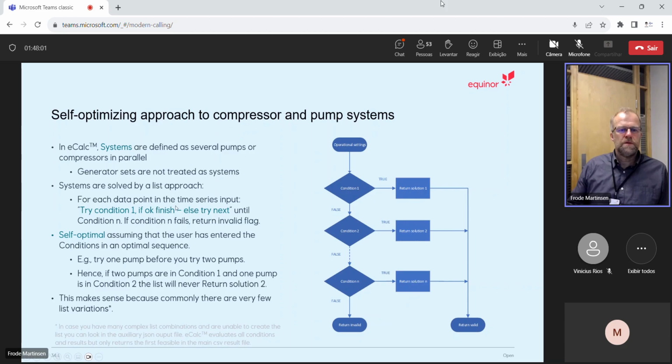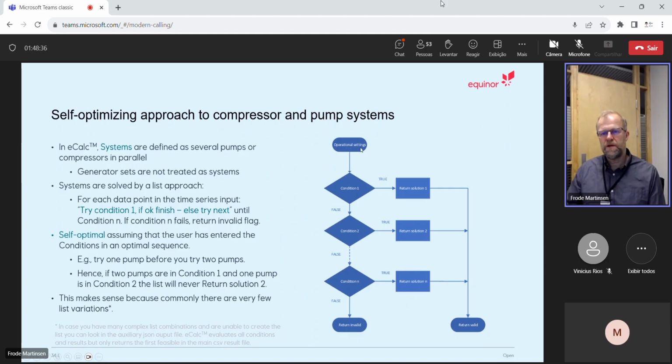For each data point in the time series, let's say you have a time series defined at each month from now until 40 years ahead, for each of those 12 times 40 data points, it tries this. Try condition one, if you're okay, finish, else try next, until condition N. If condition N fails, return invalid code. Hard to read. Well, it puts in operational settings, that's a keyword in eCalc, and it puts that in a system setting.